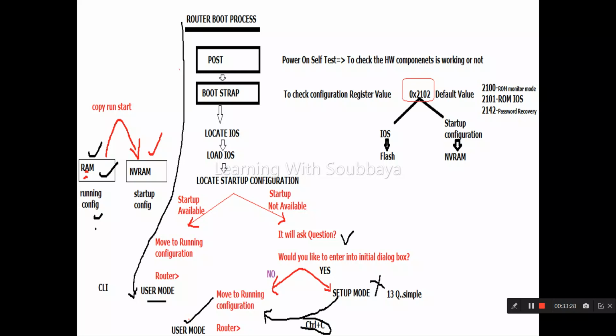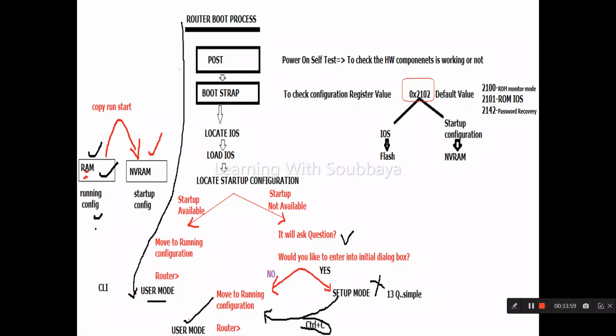Next step is bootstrap. What will bootstrap do? By default it has a configuration register value, as I told you. So bootstrap will check the configuration register value. By default, 0x2102 is the default value. What does this value represent? This value represents that my IOS is available there in the flash memory.